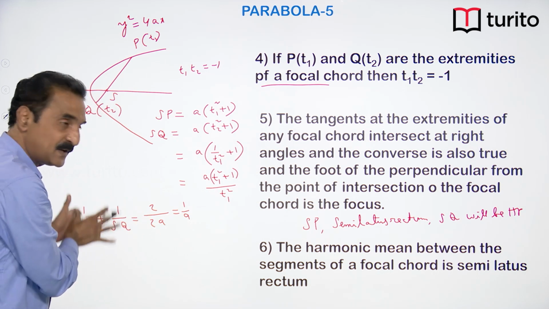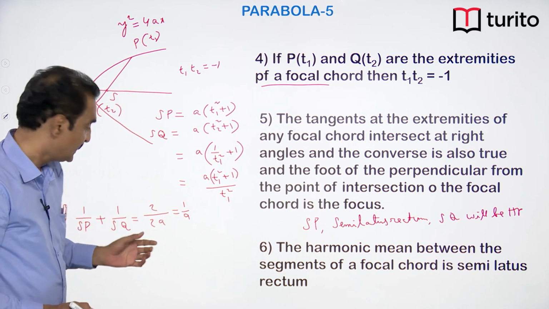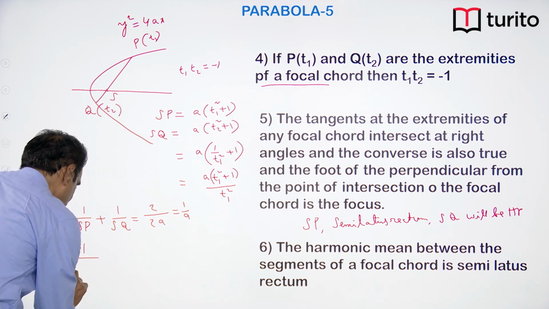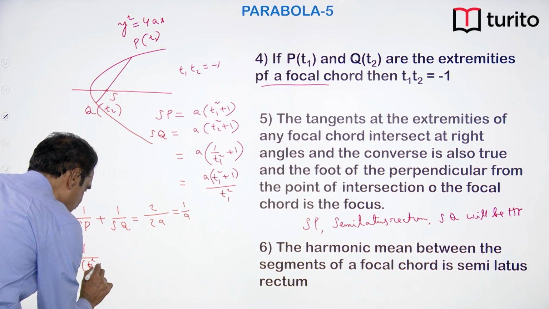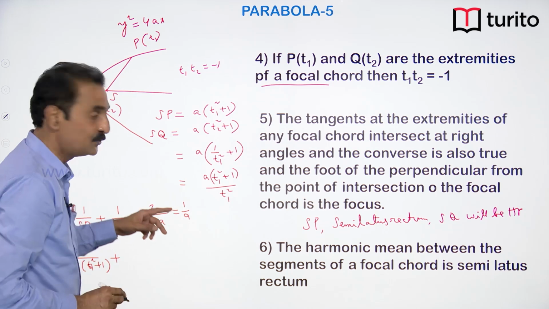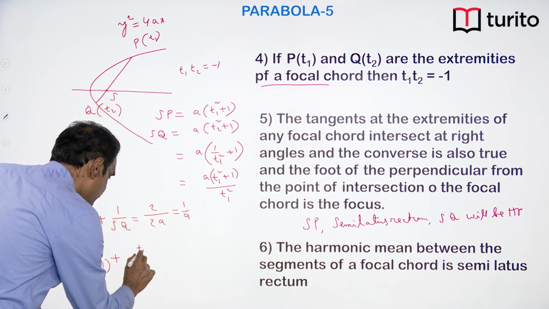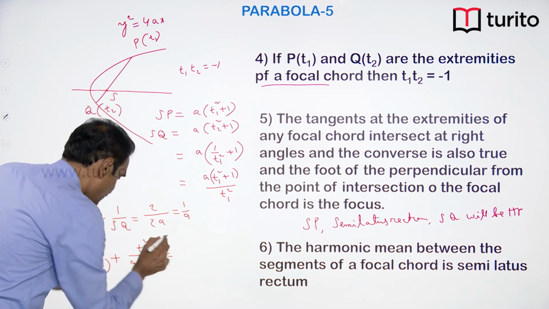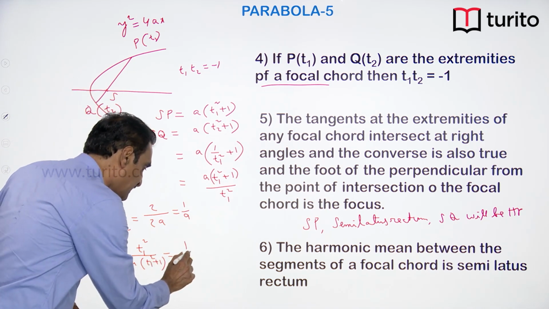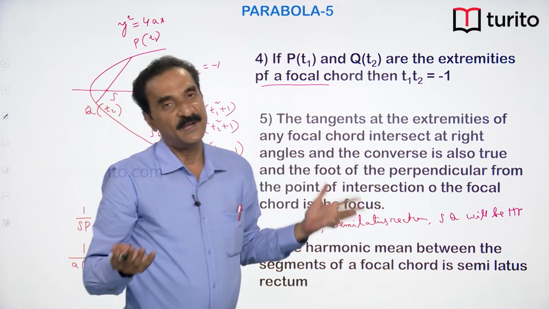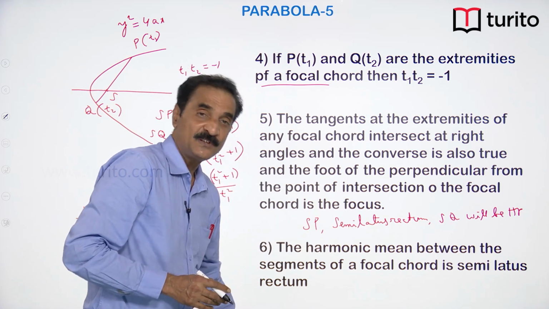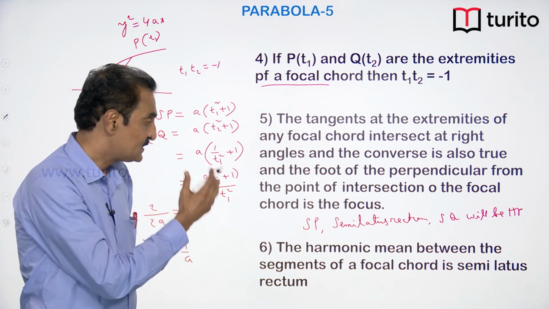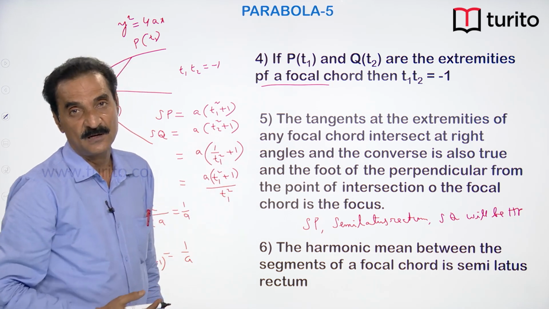So we have to prove this. If this is proved, then this statement is proved. Now what is 1 by SP plus 1 by SQ? 1 upon a(t1² + 1) plus 1 by SQ, which is t1² by a(t1² + 1). Simplify, directly you will get 1 by a. It is proved. So these three are in HP, okay. And one more thing, this is the property of any conic, not only parabola. It is the property of parabola, ellipse and hyperbola also, okay.